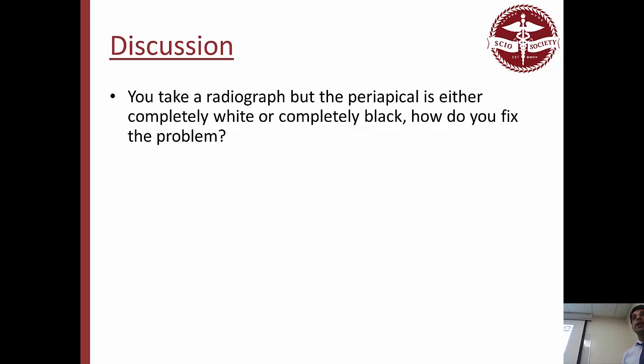Perfect. So you have high contrast. So first, that's important. That's good identification. Because you have completely black or completely white, that means that you have high contrast. So what does that mean?